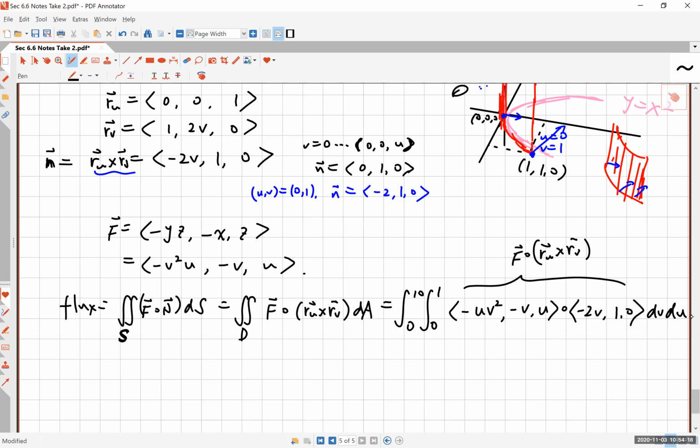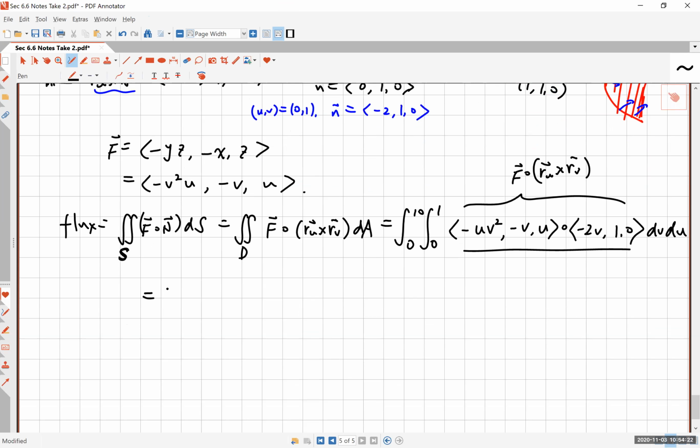What I normally do is go ahead and calculate this dot product first before I even put the integral sign, but that's okay. So what is the dot product here? It's positive 2u squared v cubed minus v, and plus 0. Okay, so this is my integral.